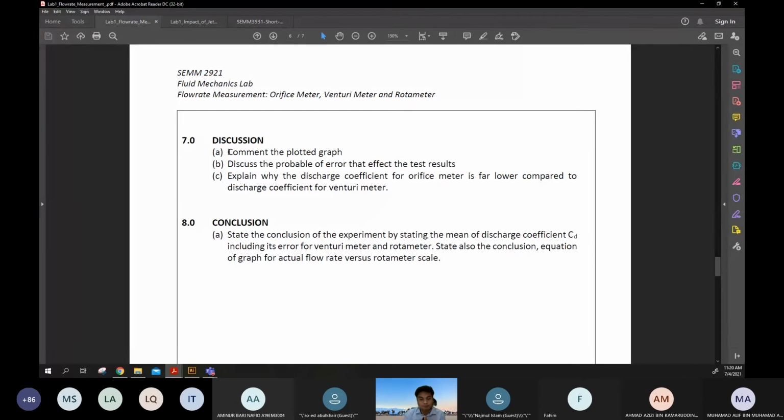So for the discussion part, please comment on the plotted graph. This is very important. During your discussion, please state clearly, for example, that this figure 1 refers to the discharge coefficient with the actual flow rate. Please mention that statement first. And then, what can you see? What is significant? The actual line is increasing significantly, or decreasing.